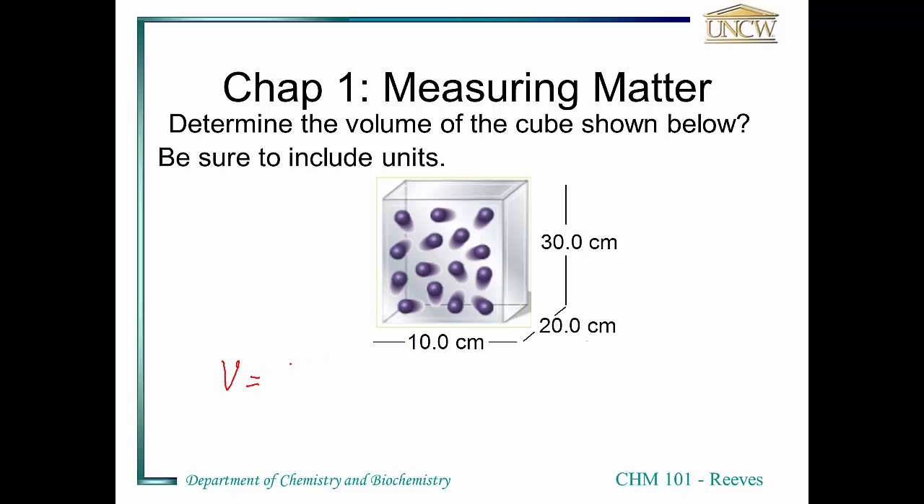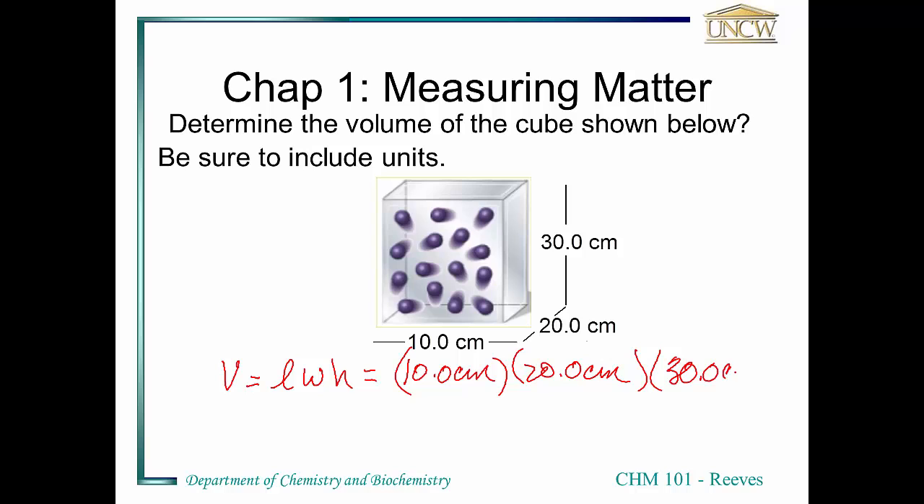The volume is going to be the length times the width times the height, and that's going to be 10.0 centimeters times 20.0 centimeters times 30.0 centimeters. And that's going to be 6,000. And notice the unit is centimeters times centimeters times centimeters, which is centimeters cubed.